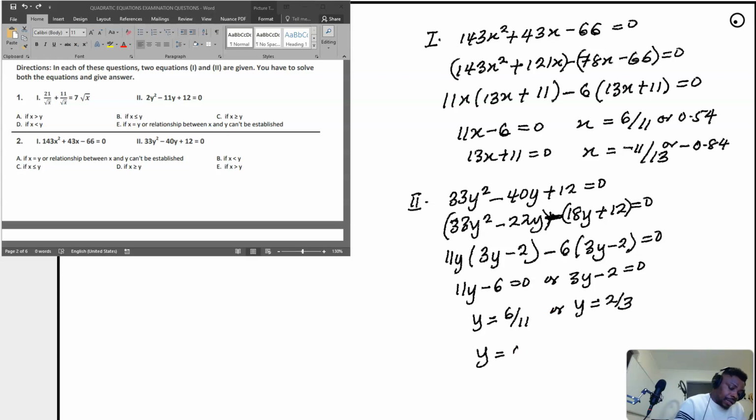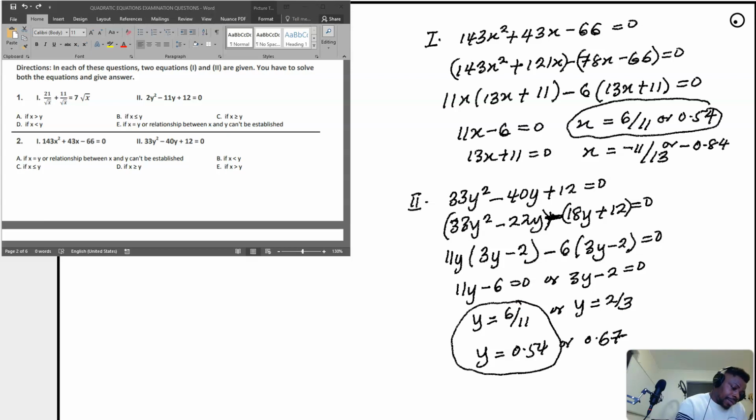So 6 over 11 is 0.54. Then 2 divided by 3, I'll press calculator for that. That is 0.66, 0.67. So now, you can see this value of x is equal to this value of y. And this value of x here is less than this value of y, because this value of y is greater.